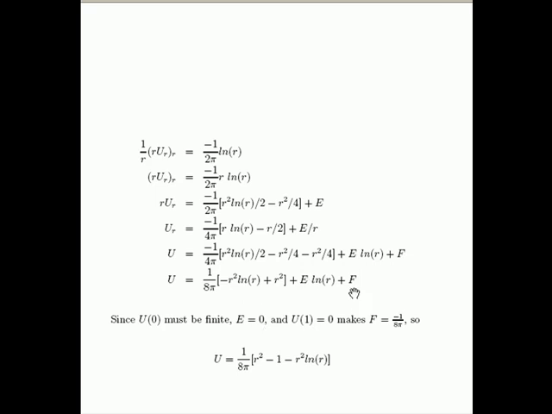And the other, F, comes from the fact that U is 0 on the boundary. In other words, plug in r equals 1. That's 0. Well, E is 0. So we just get, r is 1, that's 1 over 8 plus F equals, has to be 0. So F is minus 1 over 8 pi. And finally, now that E is 0 and F is minus 1 over 8 pi, we get that.